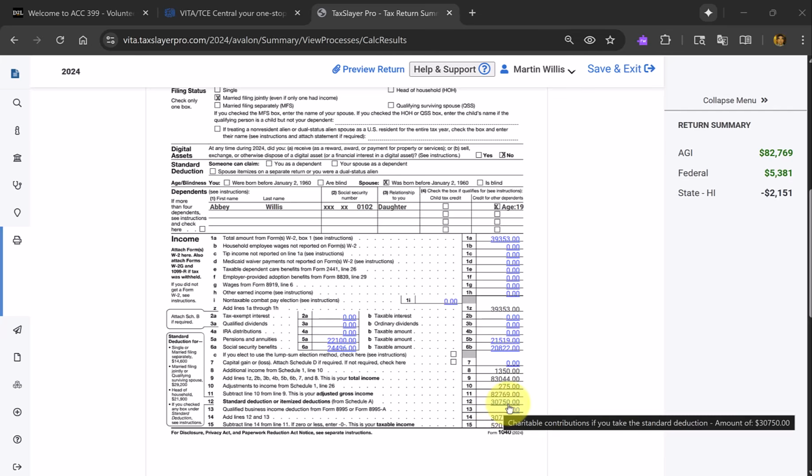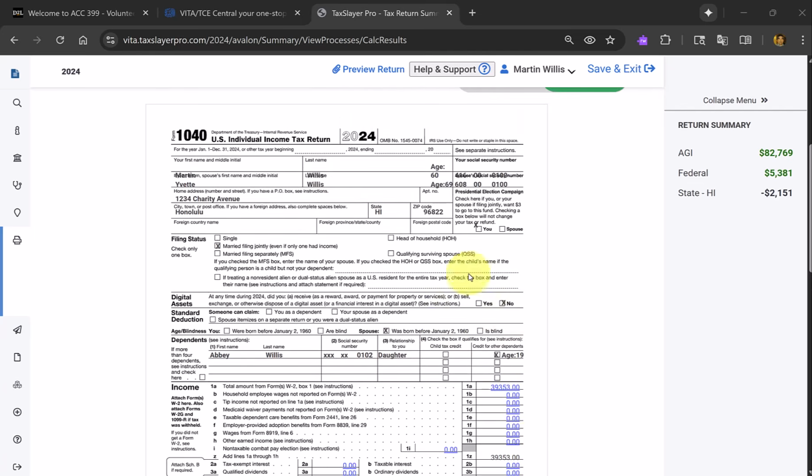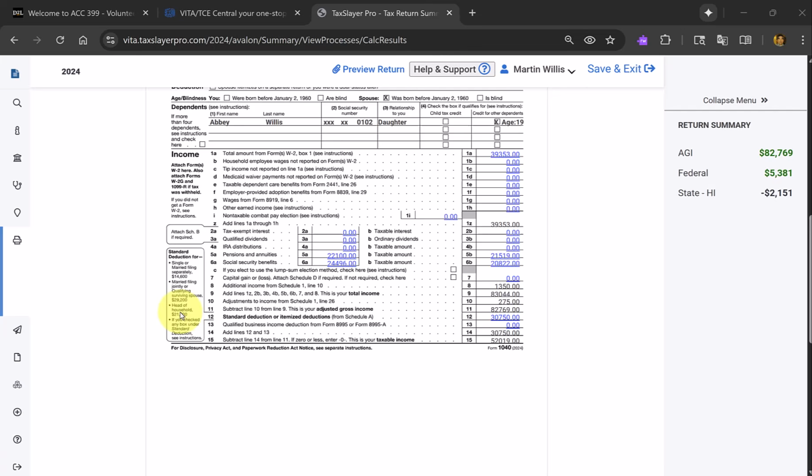This 3750 is more than the 29,200 you see here because Yvette, you can see this box checked off here, is age 65 or older. So they get a little bit additional standard deduction. Now keep in mind, this is 2024. For the year 2025, this standard deduction should be increased.